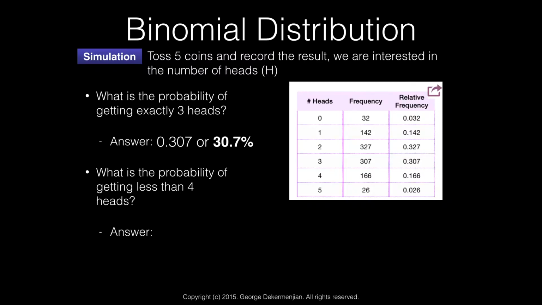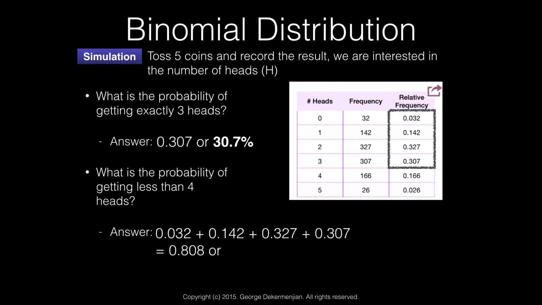For the next question, we want to look at the probability of getting less than 4 heads. Now, less than 4 means not including 4. So we're going to look at 0, 1, 2, and 3 for number of heads and read the corresponding relative frequencies or the empirical probabilities. And so the sum of these numbers is going to give us the empirical probability of getting less than 4 heads. And that turns out to be about 80.8%.